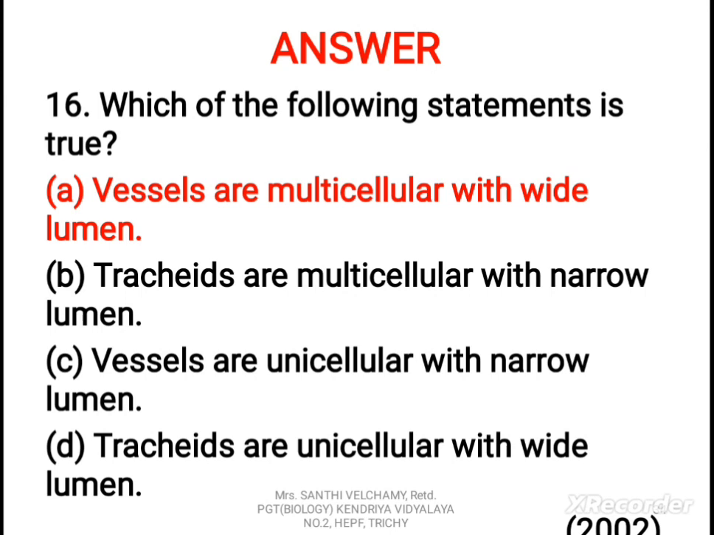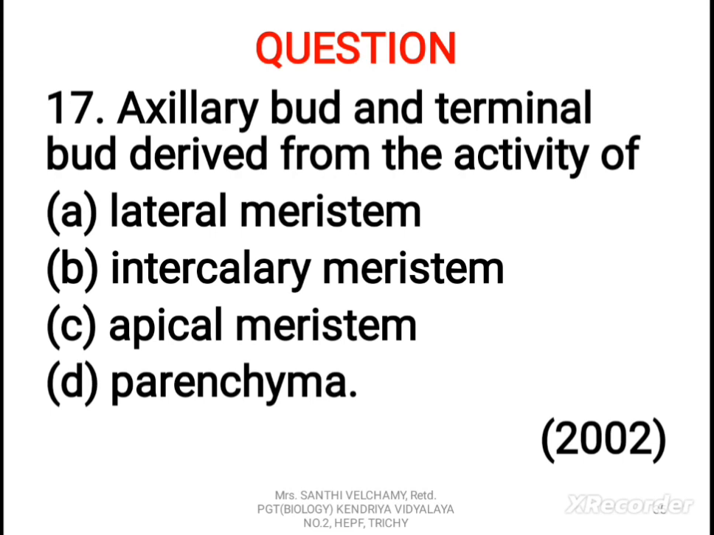Xylem consists of 4 types of cells. So they are tracheids, vessels, xylem fibers, and xylem parenchyma. So now let us go to the next question. Axillary bud and terminal bud are derived from the activity of A. lateral meristem, B. intercalary meristem, C. apical meristem, D. parenchyma. Now the correct answer is C, apical meristem. Apical meristems are situated at the tip of the root and shoot.